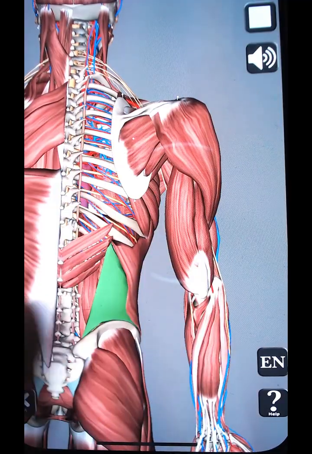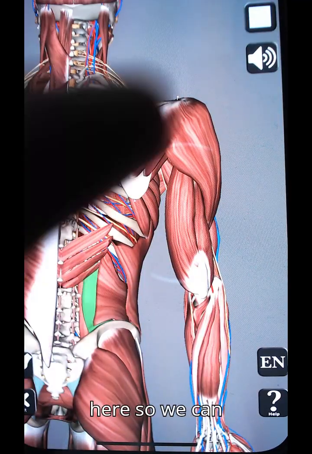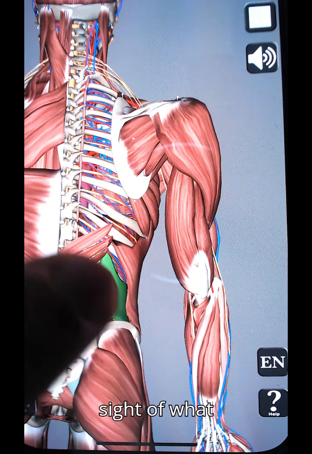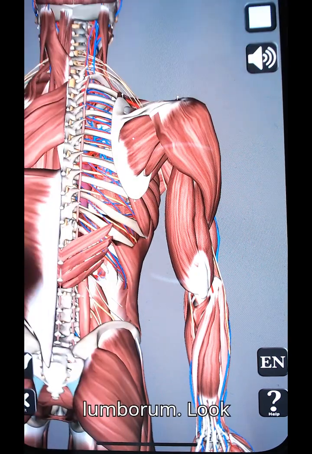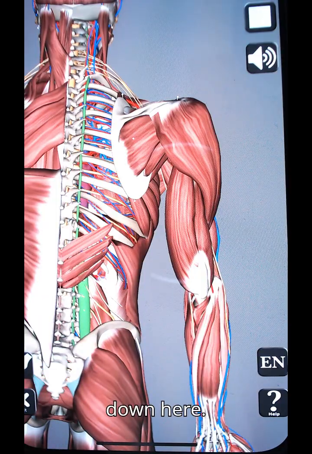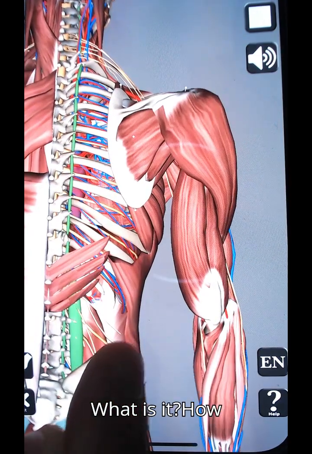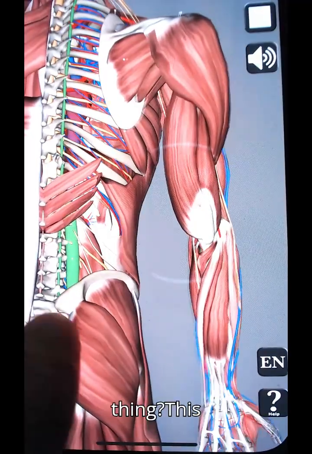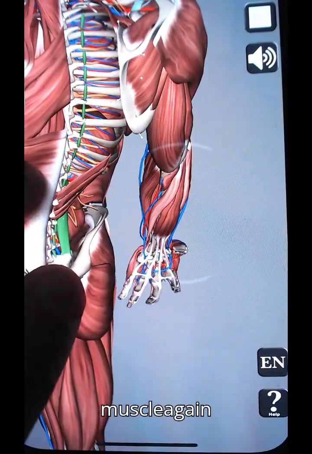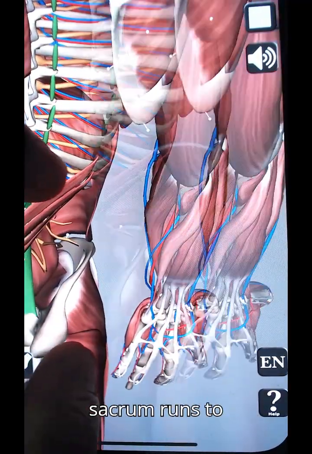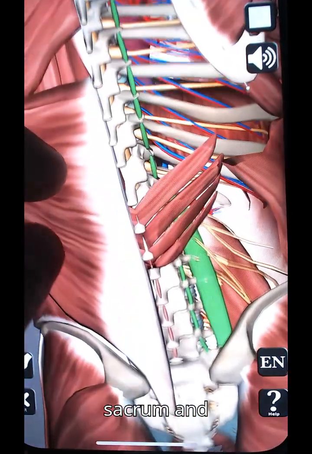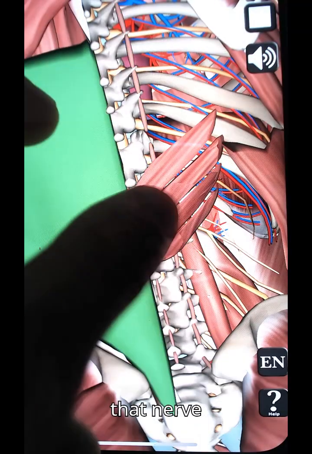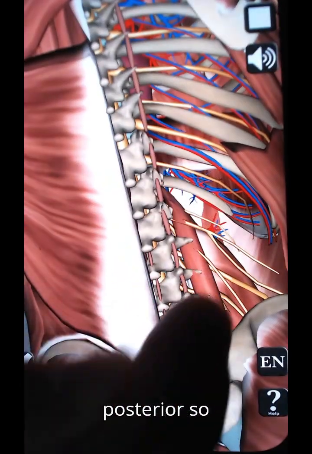So I'm gonna remove some muscle back here so we can get a good sight of what it is. And that's your quadratus lumborum. Look at this muscle down here. What is it? How is this a thing? This muscle again runs to your sacrum, runs to the inside of your sacrum, and look at all that nerve supply. I'm gonna get rid of that serratus posterior so you can see it.